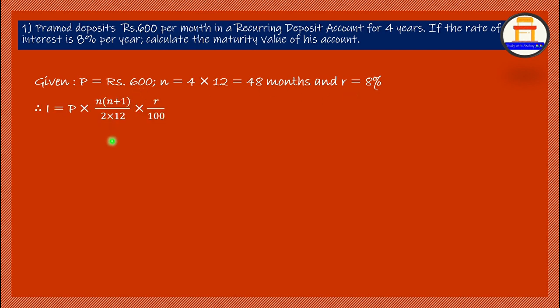So we have our interest formula over here, simple interest basically. Upon substituting the values over here, we get 600 into 48 of 48 plus 1 into 8 divided by 24 into 100. So what is the answer? We get simple interest as 4,704 rupees. So this is basically interest, simple interest.